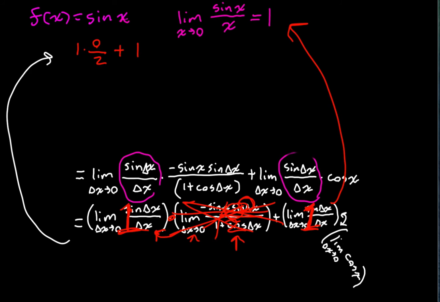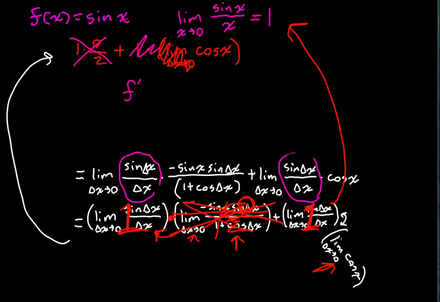So we have plus 1 times, now we have the limit of cosine of x as delta x goes to 0. I'm going to write that up here, just because this is our final part. Notice, delta x isn't in this expression. It doesn't matter if delta x goes to 0. This is just going to be cosine of x. So our final answer, in final form, this cancels out to 0, and this is just 1, so 1 times cosine of x.